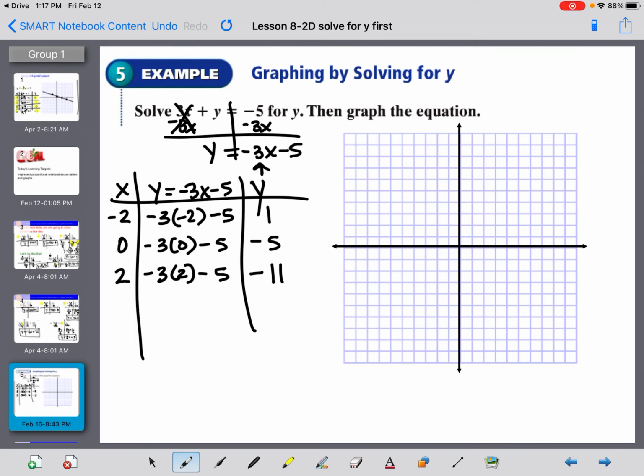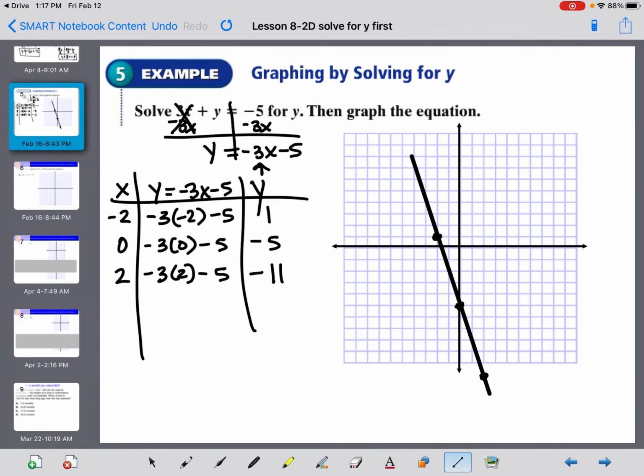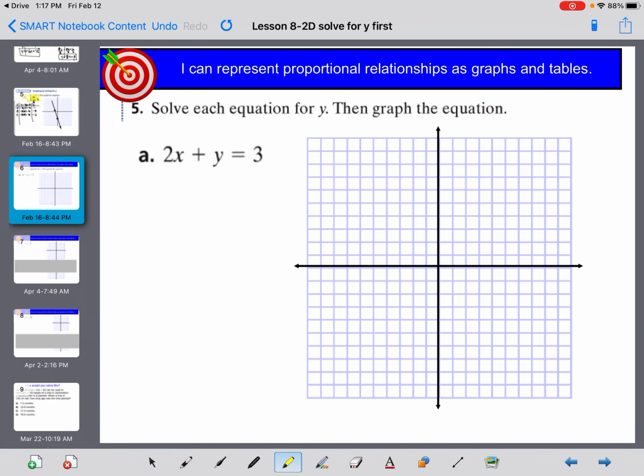So let's try. Back 2, up 1, 0, negative 5, and 2, negative 11. Oop, I went just a little off the page, didn't I? And then you're left with a graph that looks like this. Okay, so the graphing, making a table and graphing the table is all the same. The only added step is right here, where you solve for y first. Okay, again, try this one. Pause the video, solve for y, and then continue when you're ready to compare your answers.